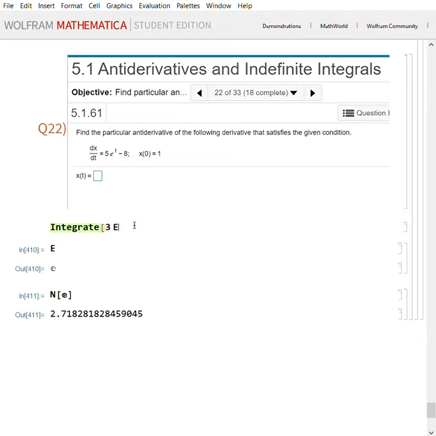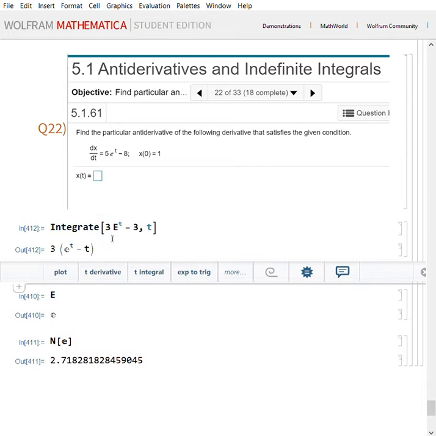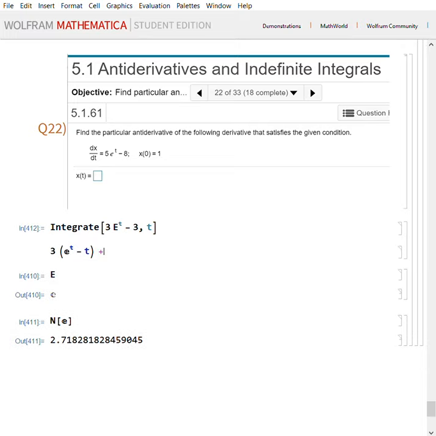3, capital E, control 6 so that you can add the power: t, then minus 3, comma t, since you're integrating with respect to t. Close bracket, shift enter, and voila, that's your indefinite integral. But before you record it, don't forget to add your arbitrary constant, which we'll just call plus C.